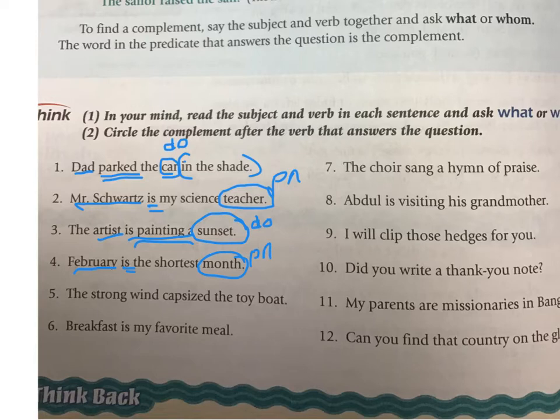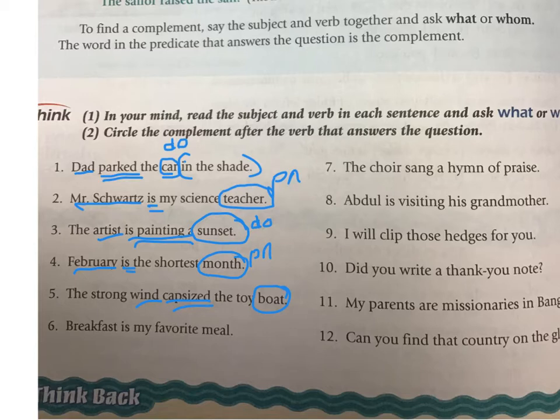The strong wind capsized the toy boat. So, Olivia, what's my verb? Good. It's the verb doing something there. So, yes, it's an action verb. Who or what capsized, Troy? What's my subject? Wind. Excellent. Now, wind capsized what, Lexi? Just boat, right. So, we're going to circle boat as our complement. Okay, and that's all you have to do now: just find your verb, underline it twice, find your subject, underline it once, and then circle your complement.